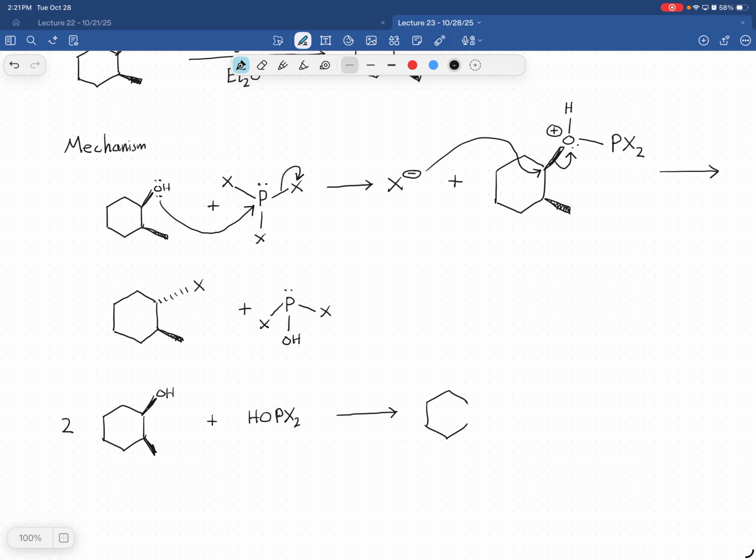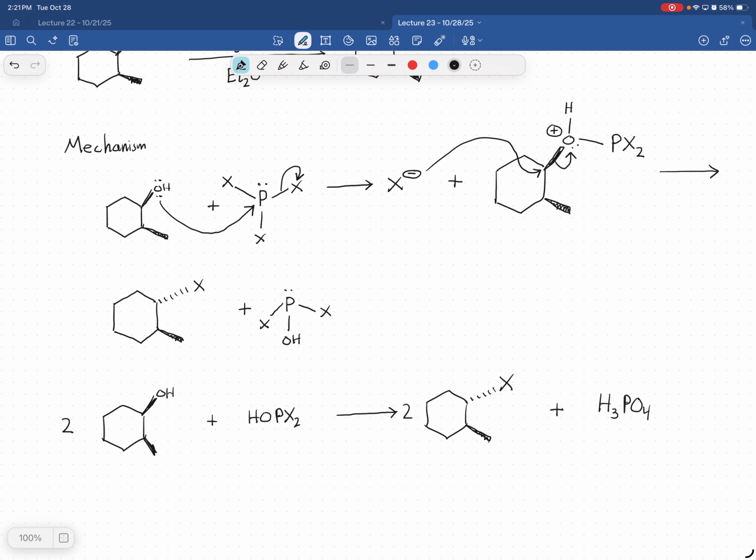And if you need to quench it, you can actually just put water in here to react with this phosphorus group. So you get 2 more of these. And then your byproduct here is phosphoric acid. And phosphoric acid won't react with an alkyl halide, so you don't have to worry about any side reactions. So that's how that reagent works.